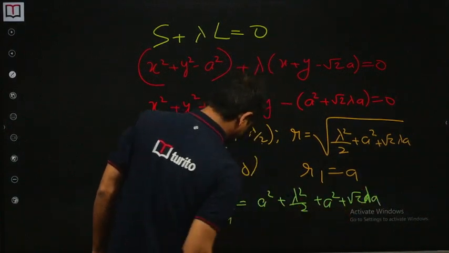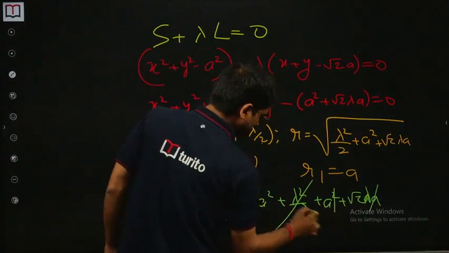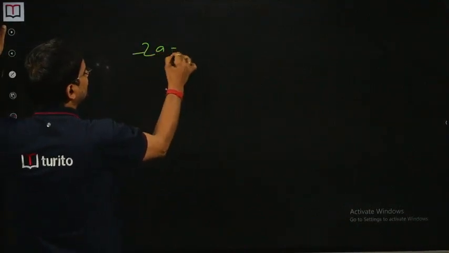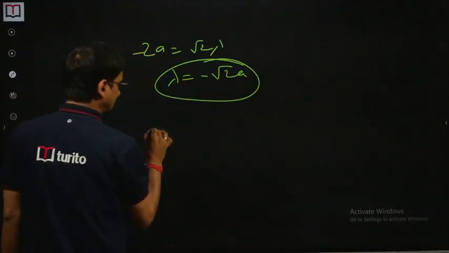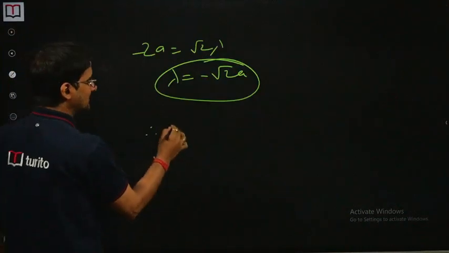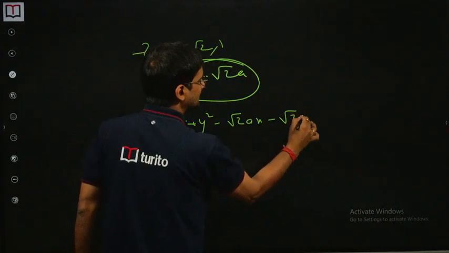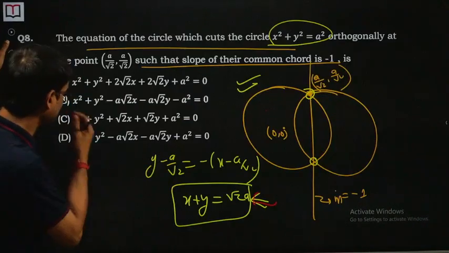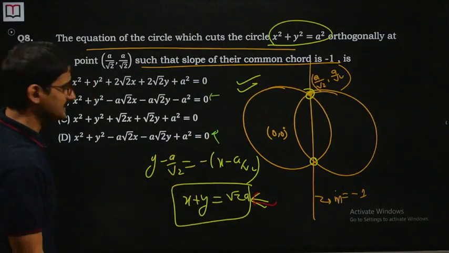See, this is so helpful, no? That's gone. A square, so a is gone. So 2a minus 2a is equal to root 2 lambda. So lambda is nothing but minus root 2a. Therefore, for the equation of the circle, you just have to replace lambda by minus root 2a. So it's x square plus y square, and you may just simply complete it, isn't it? Equal to 0. So whichever option satisfies it, minus a, these are two options that you can check, whichever satisfies the relation.